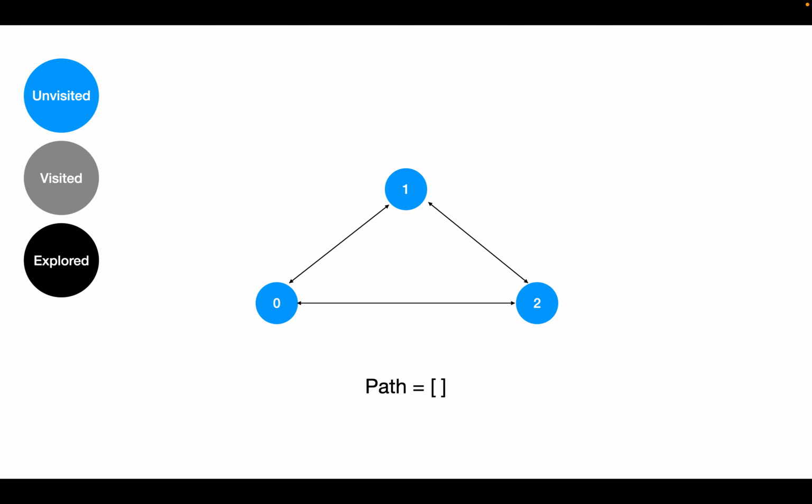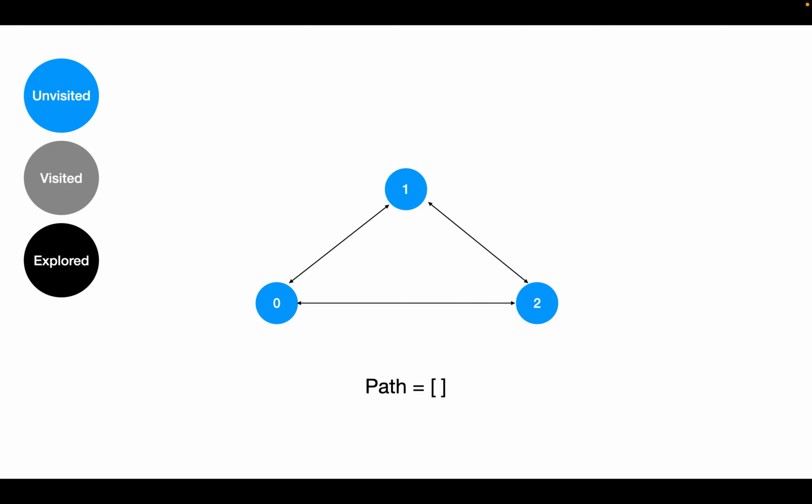So I'm using a color scheme here. Blue is unvisited, gray is a visited node, and black is a node that's been fully explored. And so we're going to mark it explored and then bounce back up the call stack. I'm also going to keep track of the path that DFS has traversed as we go through this.